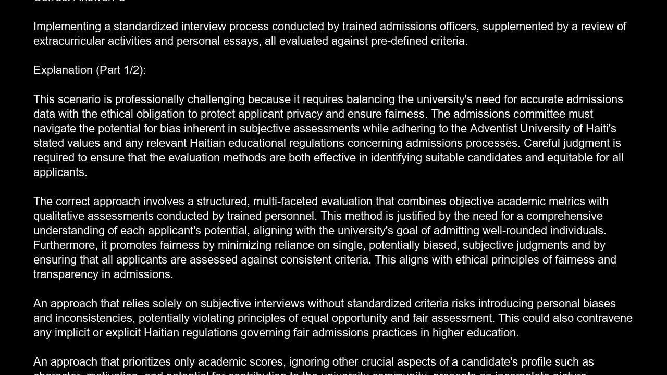The correct answer is C. Implementing a standardized interview process conducted by trained admissions officers, supplemented by a review of extracurricular activities and personal essays, all evaluated against predefined criteria.